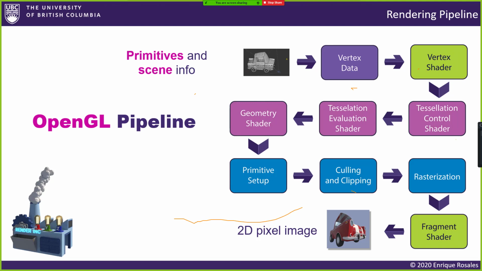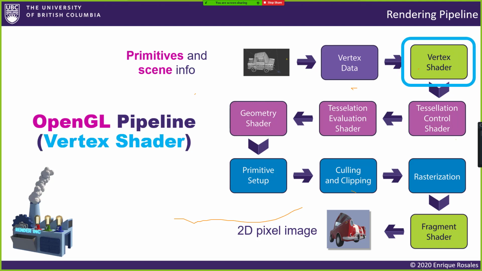Okay, so we already talked about primitives, and we already talked about scenes. So now let me tell you a very quick overview of the next sections. The next section is the vertex shader. The vertex shader executes one time per triangle, or one time per point, or one time per line. Remember, the primitives are triangles, lines, or points. So the vertex shader will execute one time per primitive.